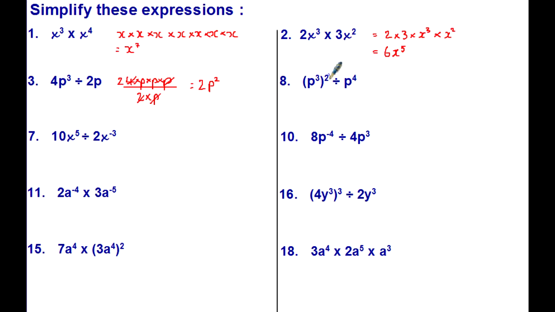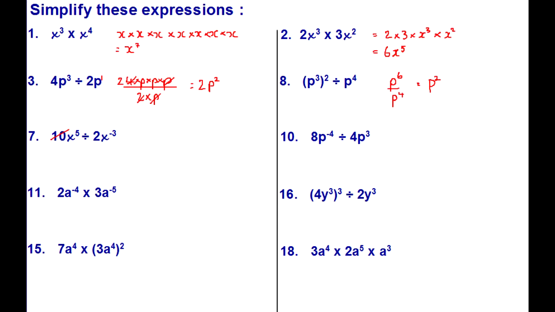P cubed squared, we multiply these 2 powers together to get p to the power of 6. Then we divide by p to the power of 4, and when we divide a number to a power by the same number to a different power, we do 6 take away 4, we do that power take away this one, so the answer is p squared. Brilliant.